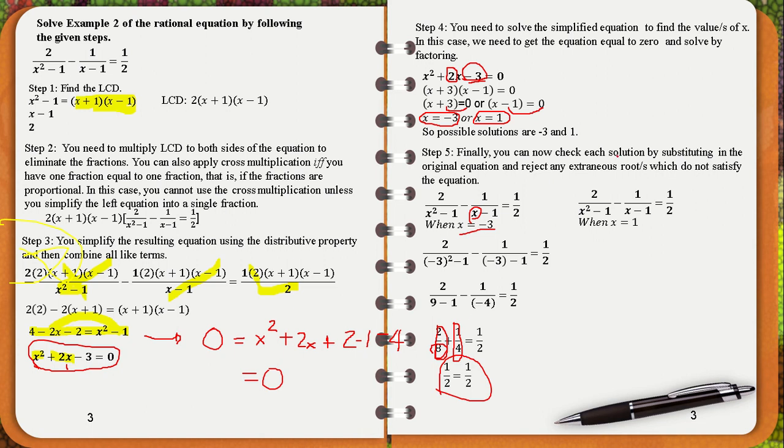Yung isa naman na solution, x is positive 1. So i-substitute natin yung positive 1 for all x, variable x in the equation. So naglagay tayo ng positive 1 dyan at positive 1 dyan. Simplify natin. 2 over 1 square minus 1. 1 square is 1, so 1 minus 1 is 0. Minus 1 over 1 minus 1 is 0 again is equal to 1 half. So 2 divided by 0 is, it is not 0. It's undefined.